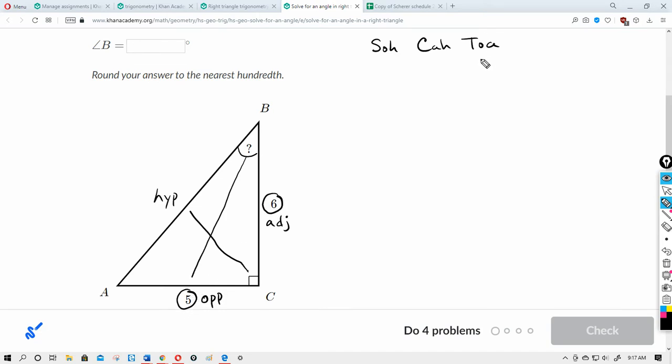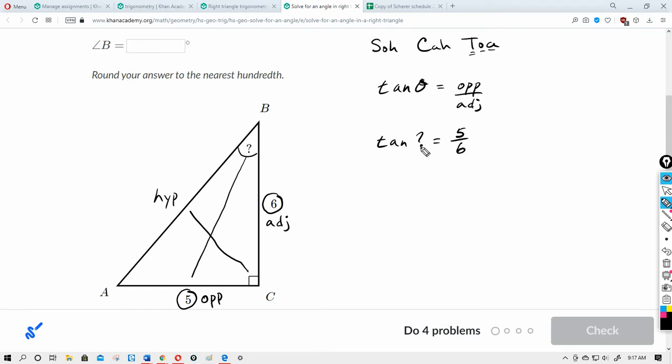Okay? So which one uses adjacent and opposite? Well, that's this one right here. That's going to be the tangent. So write the formula. Tan of theta equals opposite over adjacent. Okay, our angle theta, we don't know. They just called it question mark. The opposite is 5, and the adjacent is 6.